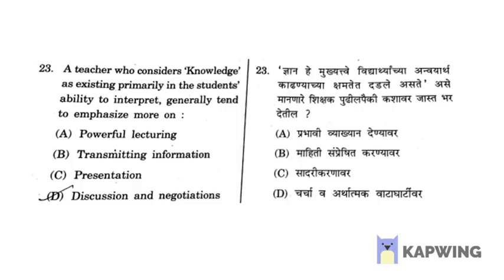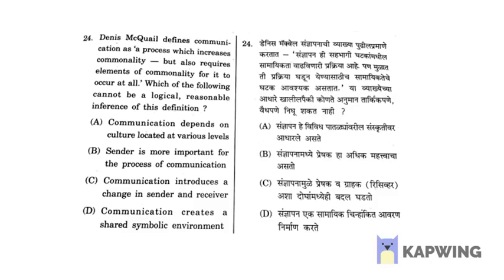A teacher who considers knowledge as existing primarily in students' ability to interpret generally tends to emphasize more on. So friends, here he emphasizes more on discussions and negotiations. So here also option D is the correct one. Hope friends you have written it correctly. Now moving on to the next question.